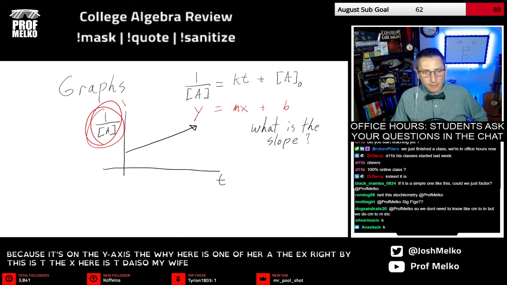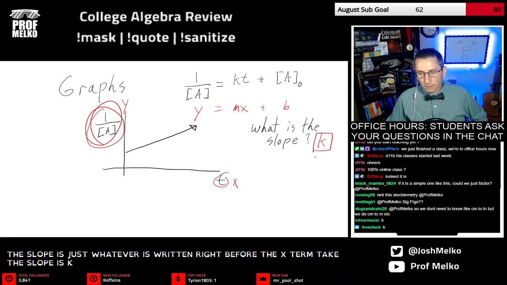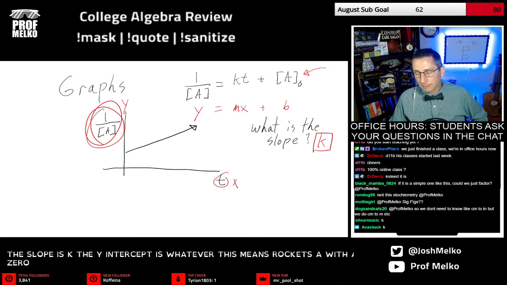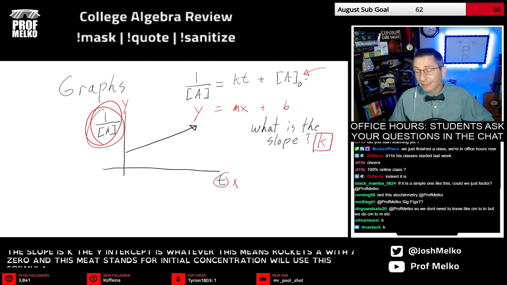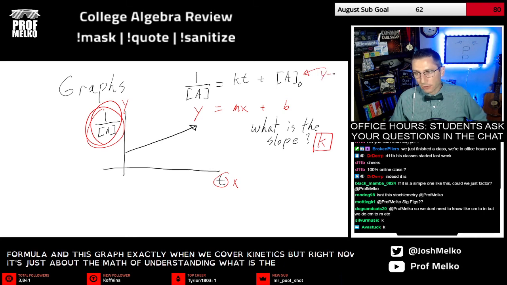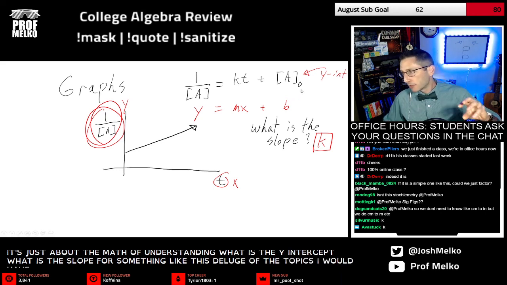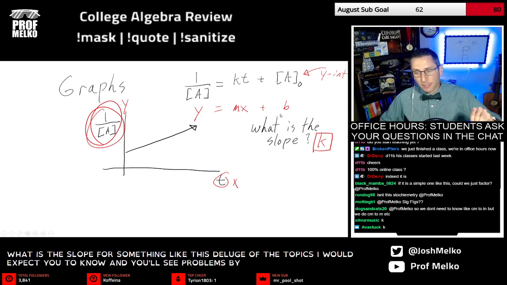So my y is this, my x is this, which means the slope is just whatever's written right before the x term. The slope is k. The y-intercept is whatever this means, brackets A with a 0. This stands for initial concentration. We'll use this formula and this graph exactly when we cover kinetics. But right now it's just about the math of understanding what is the y-intercept, what is the slope for something like this. So those are the topics I would expect you to know, and you'll see problems like this on the math quiz.